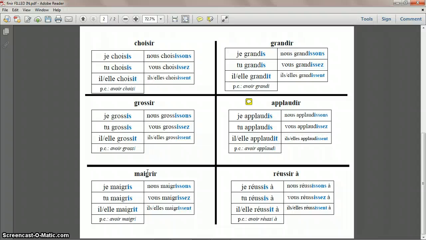Maigrir, to get skinny. Je maigris, tu maigris, il, elle maigrit. Nous maigrissons, vous maigrissez, il, elle maigrissent. Réussir à, to succeed at. Je réussis à, tu réussis à, il, elle réussit à. Nous réussissons à, vous réussissez à, ils, elles réussissent à.